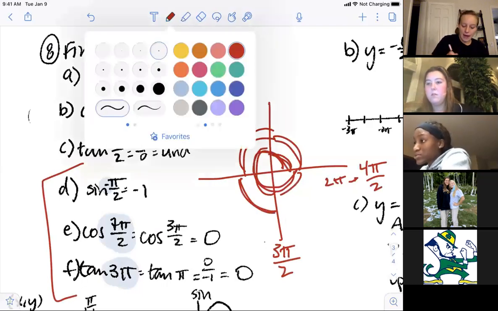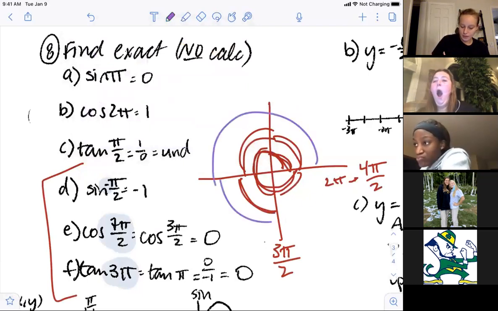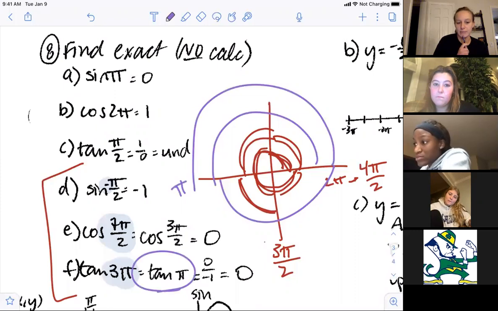And then for 3 pi, I have to pause at every pi. So there's 1 pi, here's 2 pi, and then 3 pi is just at the same place as my normal pi is. So that's why I wrote equals tan of pi.